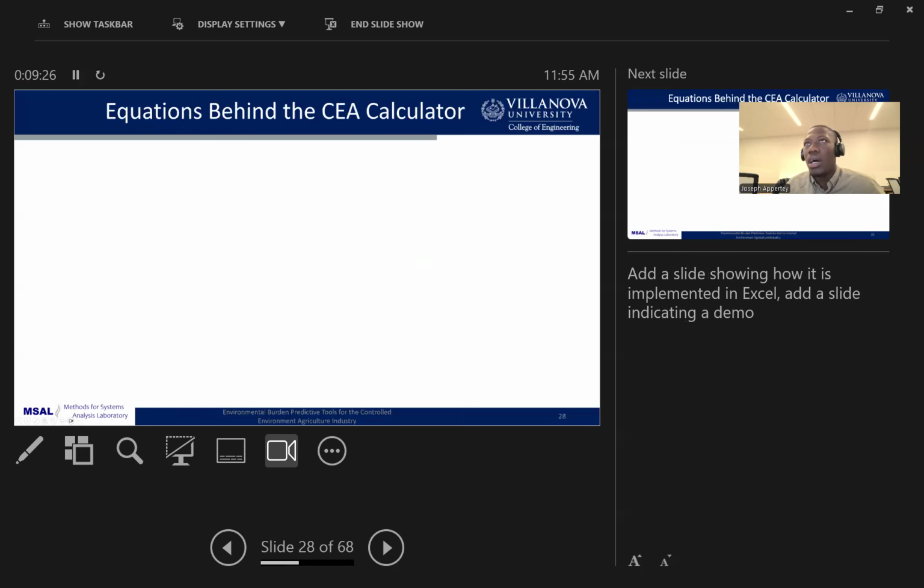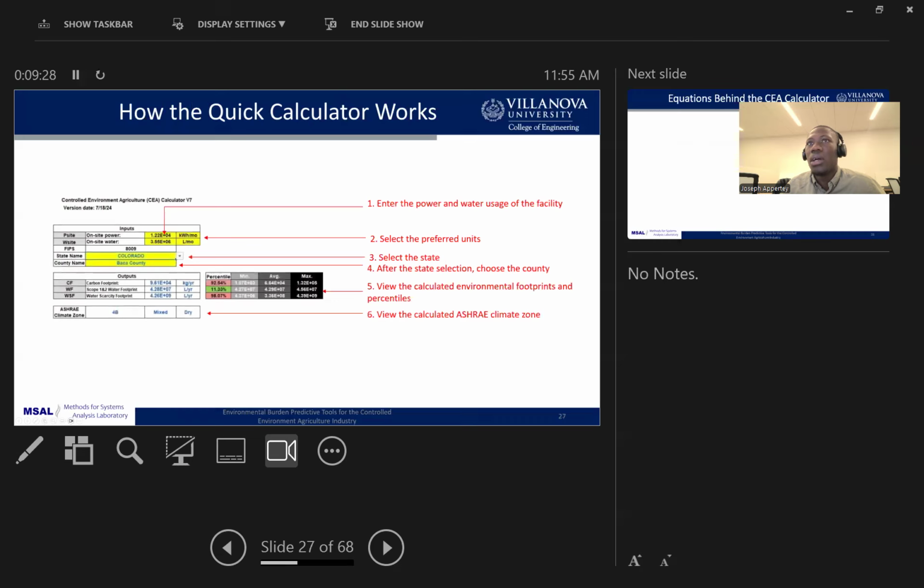So how do you use the tool? First, enter the power and the water usage of the facility. Then you select the preferred unit. Based on that, the next thing to do is to select the state and then make a county selection. After that, the output will be generated automatically. Then you see the carbon footprint, the water footprint, and the water scarcity footprint.